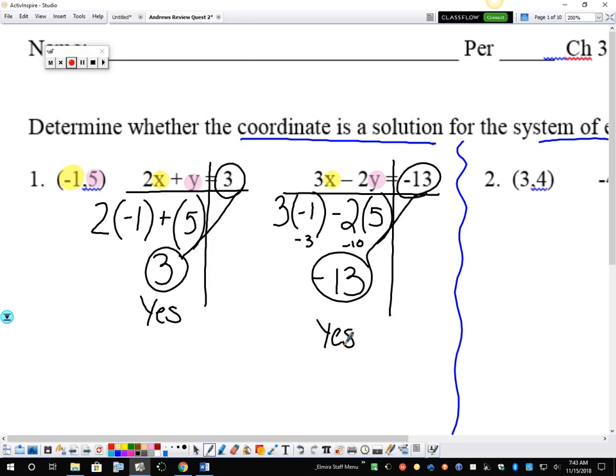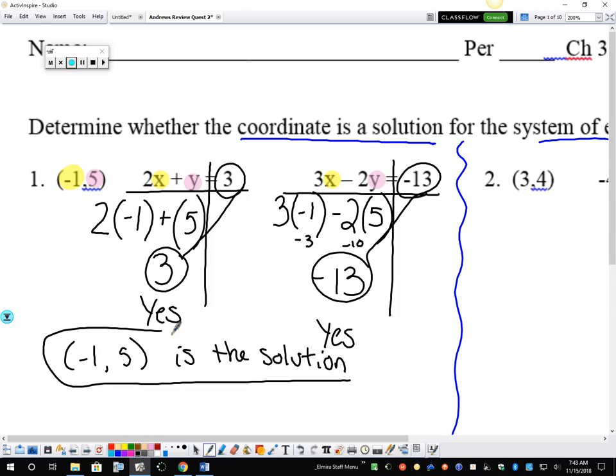Now, you're not finished with the question. This is not a full credit response yet. The full credit response is showing me that you understand what 2 yeses means. 2 yeses means that -1, 5 is the solution. That is your final answer and a full credit response.